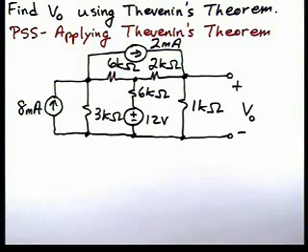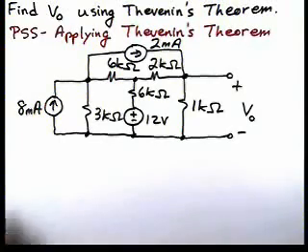In this problem, we're asked to find V0 using Thevenin's theorem, and we're going to use a problem-solving strategy entitled Applying Thevenin's theorem. Step 1 in that strategy says remove the load and find the voltage across the open circuit terminals. First thing we need to do is identify the load.